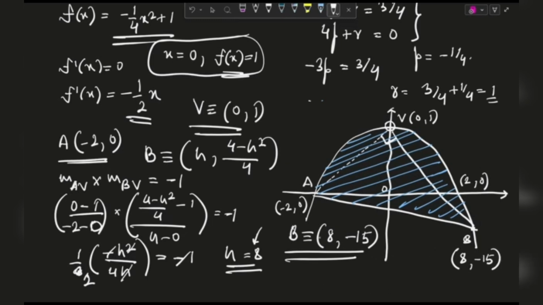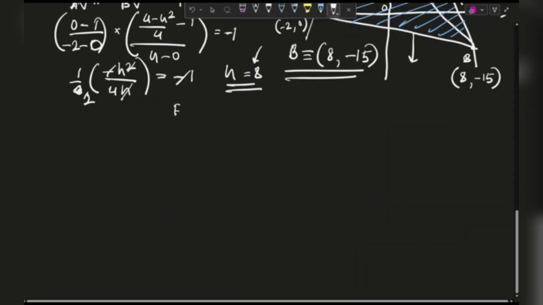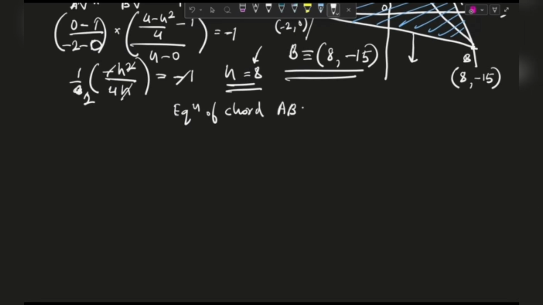So now I guess we are fully ready, not fully ready. If we have to find the area, we need the equation for this chord AB also. So let's find that out first. What we need is the equation of chord AB, which we can directly find from the two-point form.